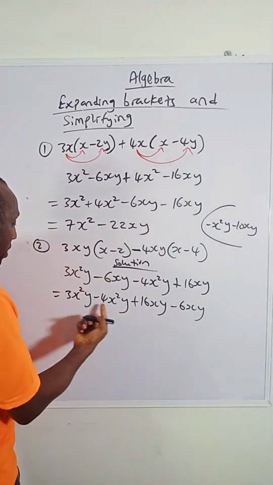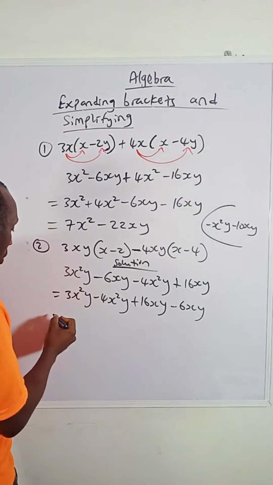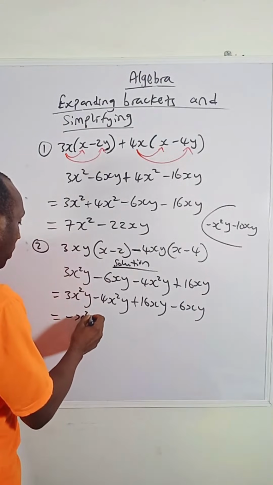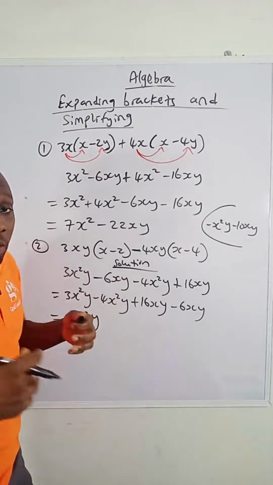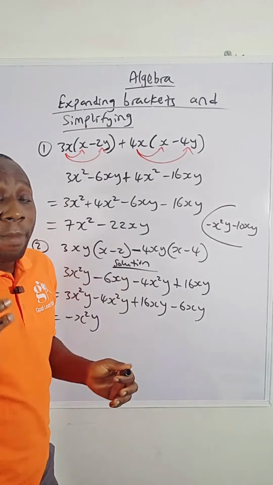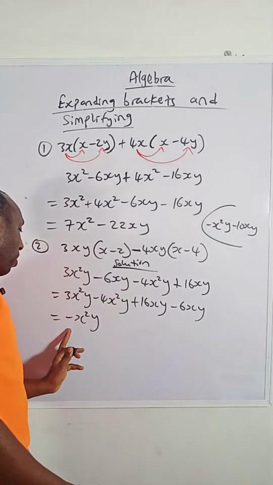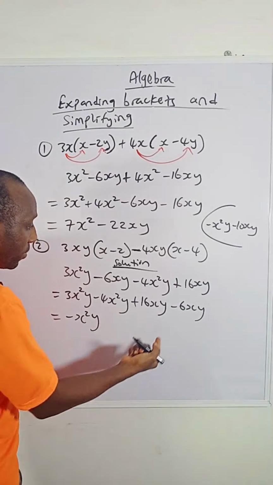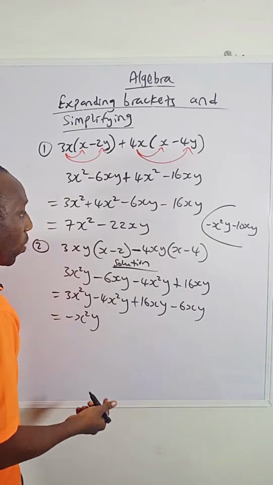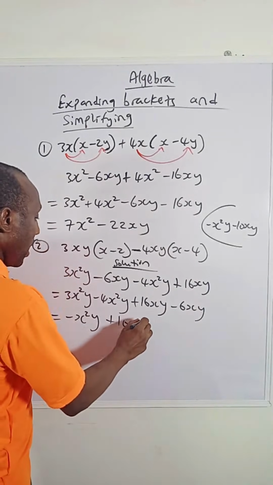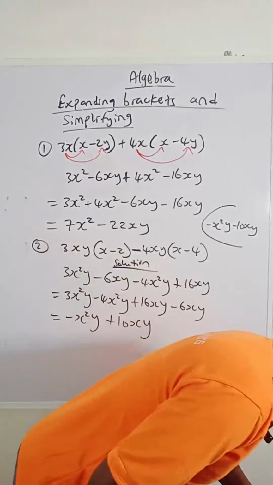Now let's do this. 3 minus 4 is minus 1. So we can just say minus x squared y, or minus 1x squared y, but we typically don't write the 1. We'll just say minus x squared y. Then what about this? 16xy minus 6xy is what? Plus 10xy. And that's going to be our answer.